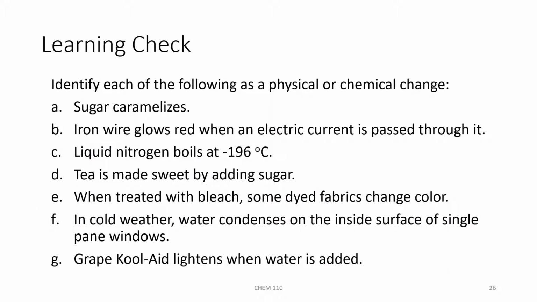Let's try an example. Identify each of the following as either a physical or a chemical change. A, sugar caramelizes. B, iron wire glows red when an electric current is passed through it. C, liquid nitrogen boils at negative 196 degrees C. D, tea is made sweet by adding sugar. E, when treated with bleach, some dyed fabrics change color. F, in cold weather, water condenses on the inside surface of a single window pane. G, grape Kool-Aid lightens when water is added.